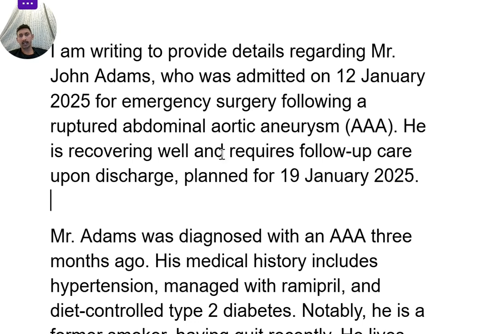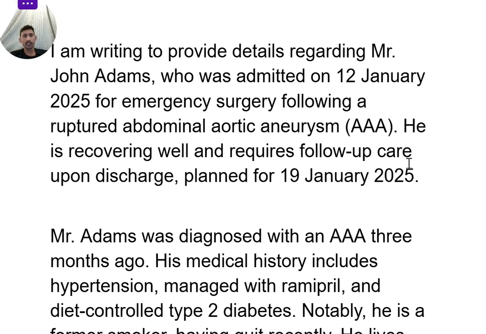He is recovering well and requires follow-up care. That is the purpose of the letter. So we included two important pieces of information: the patient's presenting diagnosis and the purpose of this letter. Follow-up care upon discharge planned for 19th January 2025. You can say either that or today: he is recovering well and requires follow-up care upon discharge today. That would be better. So this looks like a good introduction.